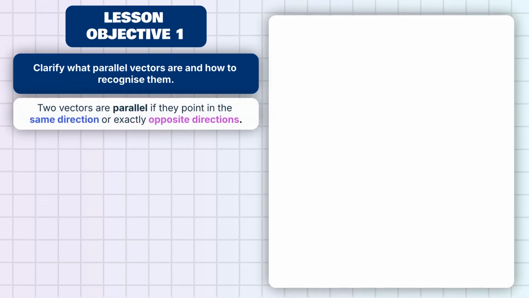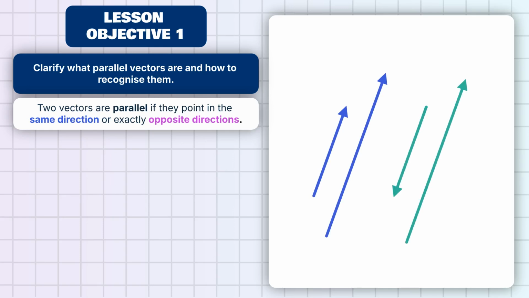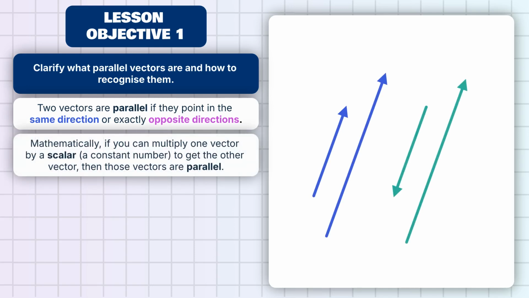Now that we recapped what vectors are, let's talk about parallel vectors. Two vectors are parallel if they point in the same direction or exactly opposite directions. Mathematically, if you can multiply one vector by a scalar, which is another term for a constant number, to get the other vector, then those vectors are parallel.